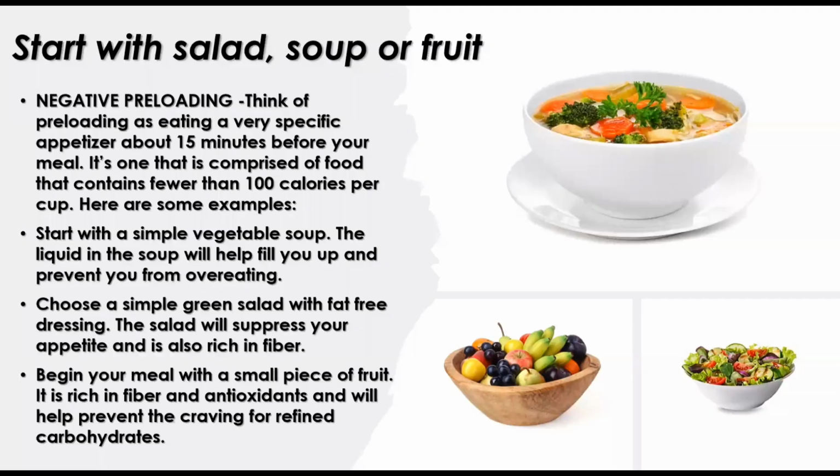Understand and use negative preloading. Think of it as ordering a very specific appetizer. This could be a simple green salad, a broth-based soup, or a small piece of fruit. People who have a green salad with low-fat vinaigrette or a broth-based soup before the main course tend to eat 10% fewer calories at their meal.